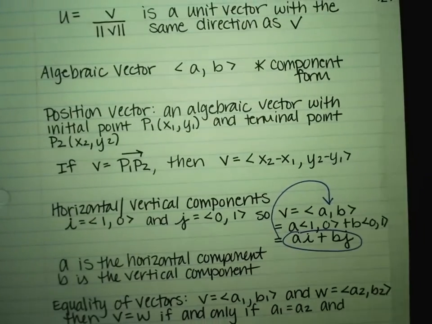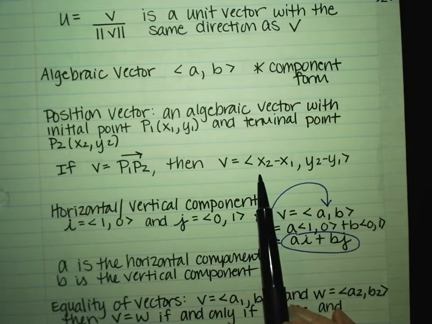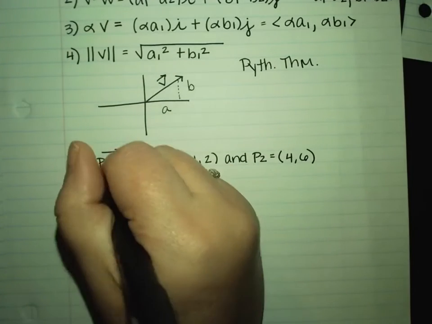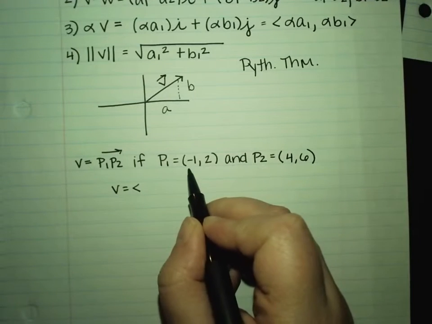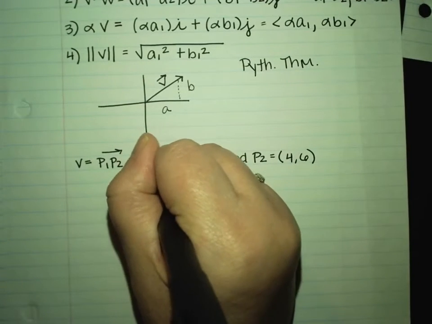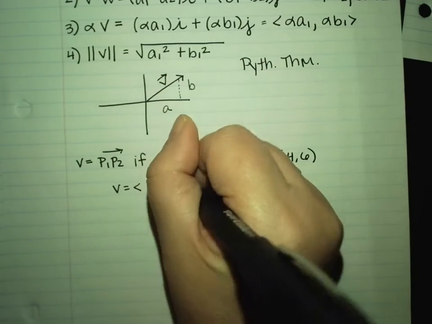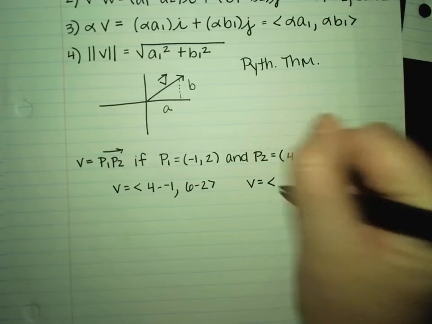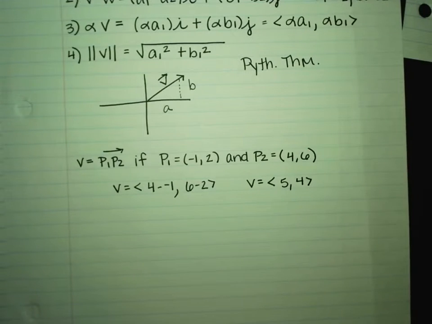So if you recall, right here, a position vector, we're going to do x2 minus x1, y2 minus y1. So V is equal to x2 minus x1, 4 minus a negative 1, and then y2 minus y1, 6 minus 2. So our position vector then is 5, 4.